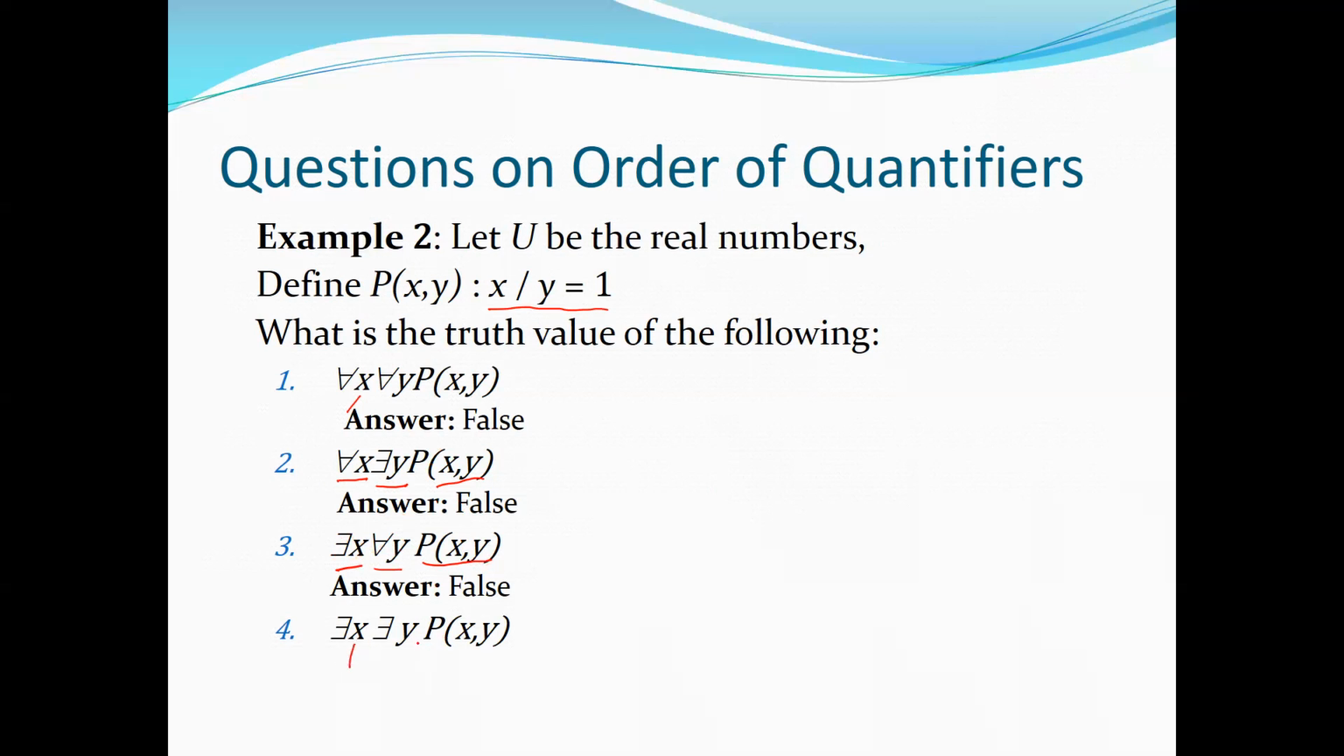There exists some x, there exists some y such that this becomes true. What do you think? Yes, this is true for some particular x value, not for all the x values. For a particular y there exists some x, so x divided by y becomes 1. That's true. So this cannot be true for all x, for all y, nor for all x with a particular y, nor for a particular x with all the y's. This is true for there exists some x, there exists some y, such that x divided by y becomes 1.